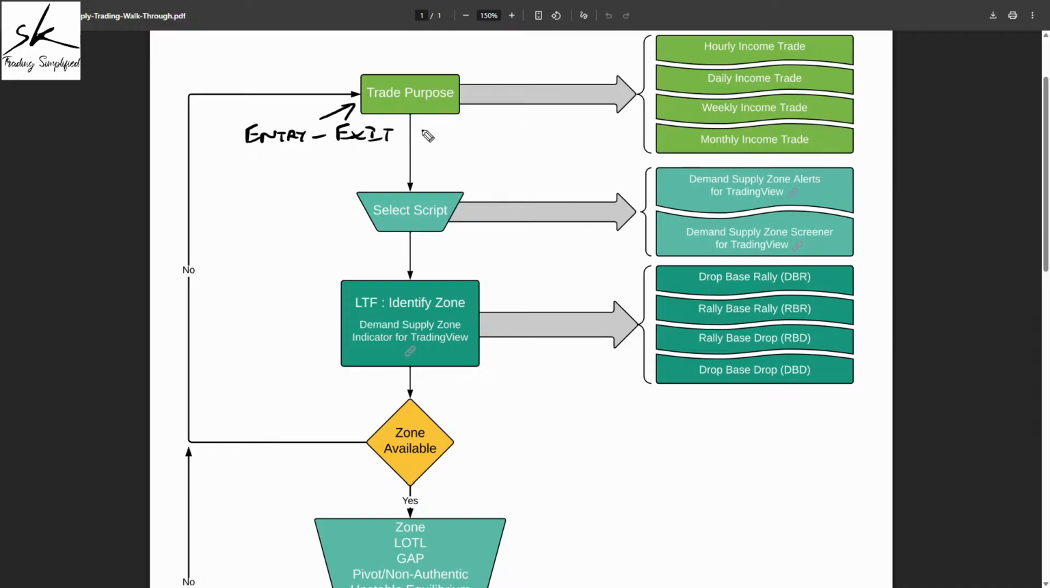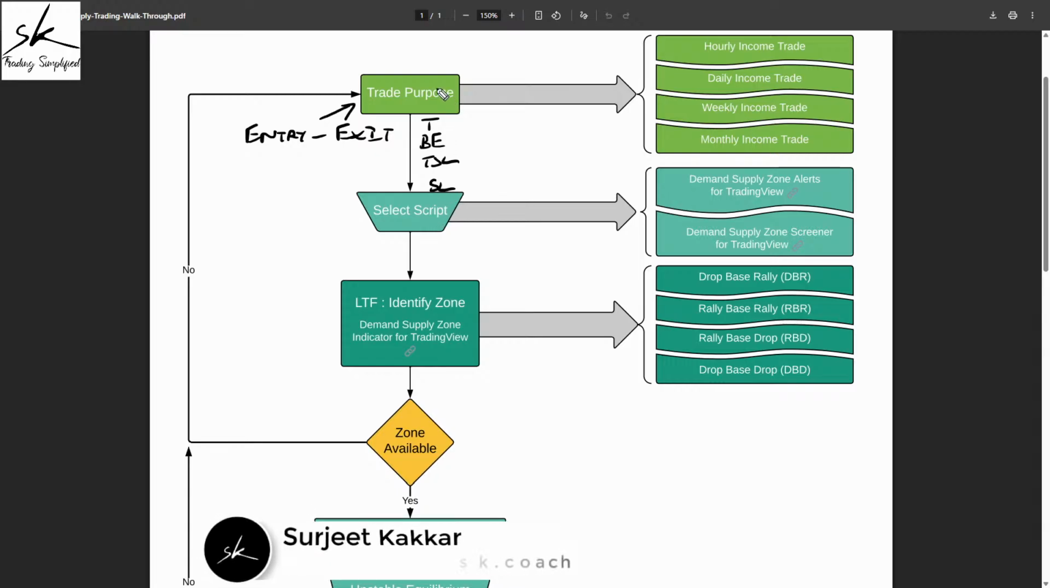Now, when I'm talking about the exit, it can be the target, the exit can be break even, the exit can be the trailing stop loss, the exit can also be the stop loss, any kind of exit. So do not assume by exit we only mean profit exit. Exit can be in profit, exit can be break even, exit can also be small profit, exit can also be a stop loss, right? So any kind of exit.